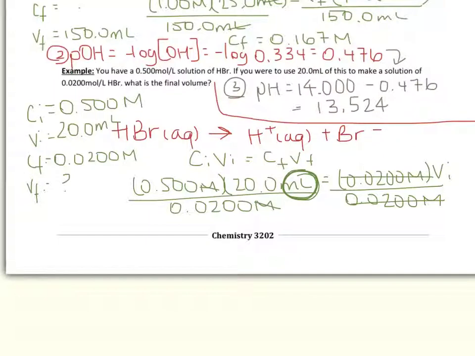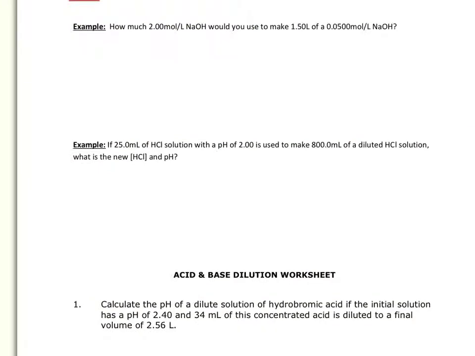Always be careful because the question may specifically ask for milliliters or liters. So that's VF, our final volume is 500 milliliters. Notice that I've placed the decimal place after to ensure that those 2 zeros are significant. You could also write it as 0.500 liters. Let's try a new example.